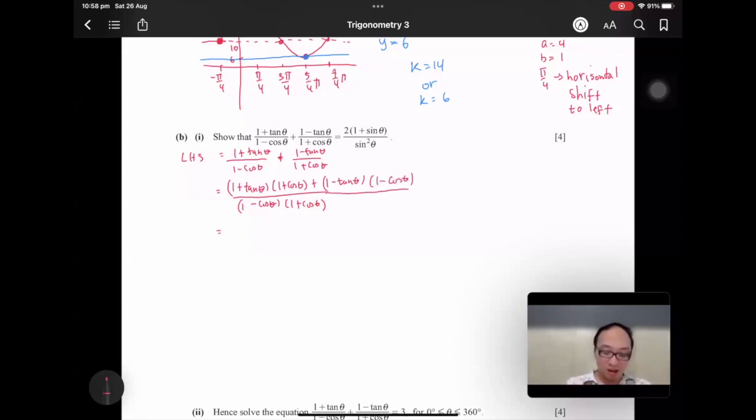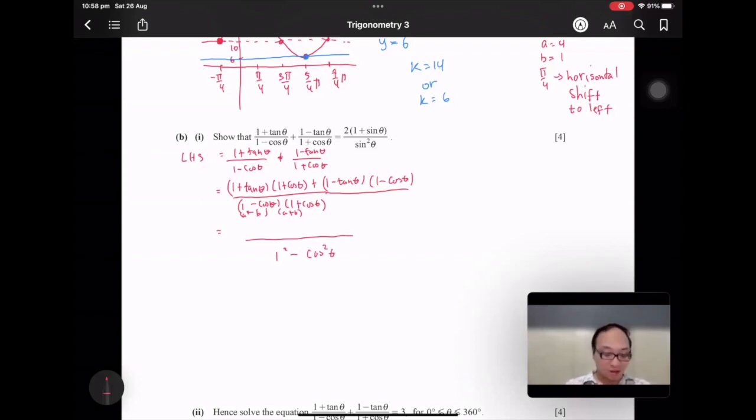And then I simplify the denominator. It becomes a squared minus b squared, yeah, a minus b and a plus b. So a squared minus b squared. So what squared minus b squared? Yeah, cos squared theta.